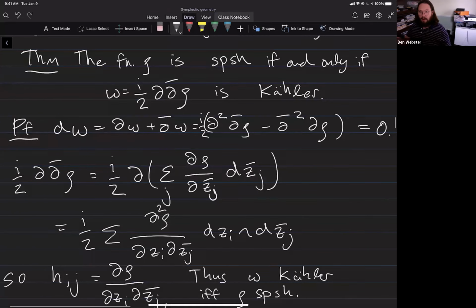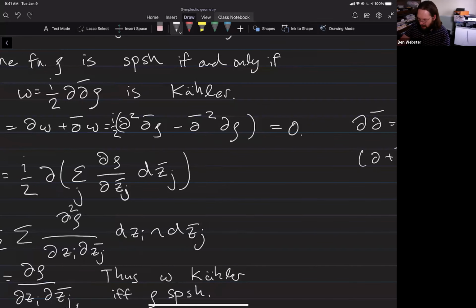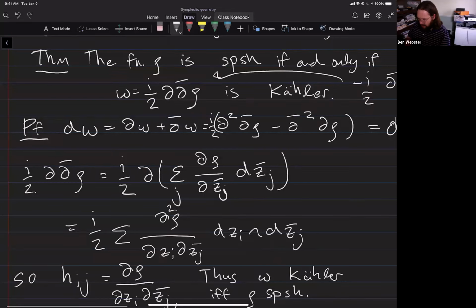So when I take d of omega, I can break that up into del times omega and del bar times omega. Del bar squared is 0, so that's okay. And then for del bar times omega, I have to rewrite this as minus i over 2 del bar del rho. When I write it that way, it's clear that del bar times it is 0. So it's closed, that's good.